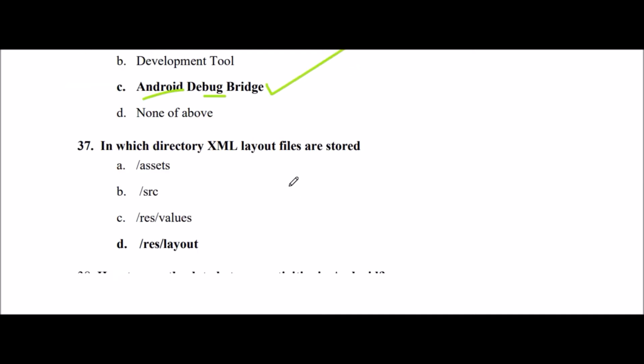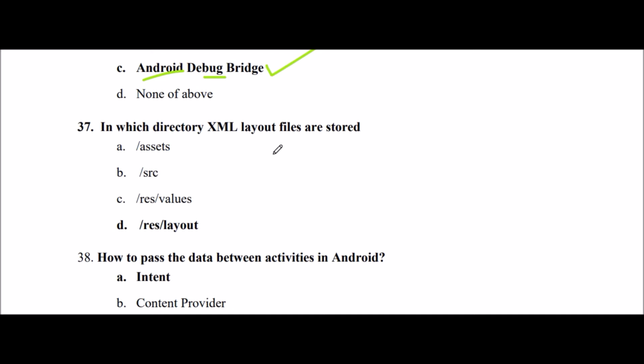Okay, next question, in which directory XML layout files are stored? Correct answer is in your system directory under /resources res then /layout. In this directory, XML layouts files are stored in your Android Studio.